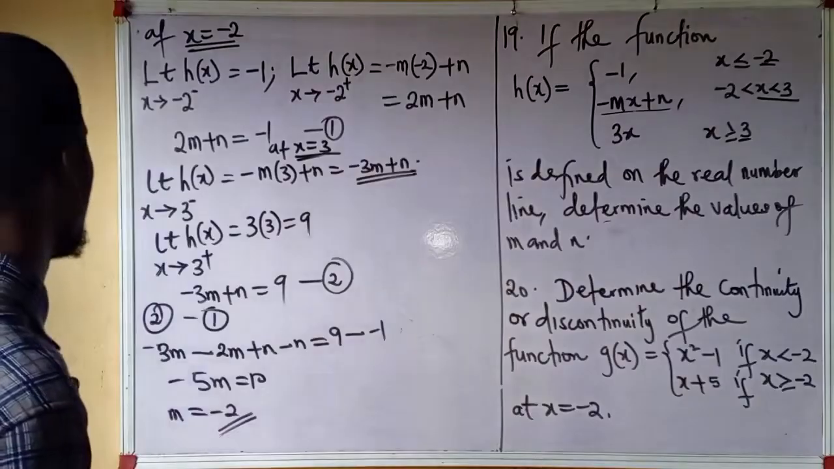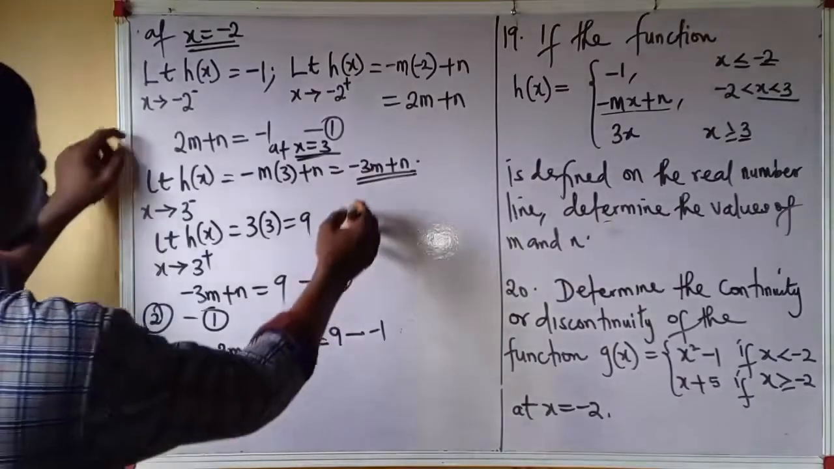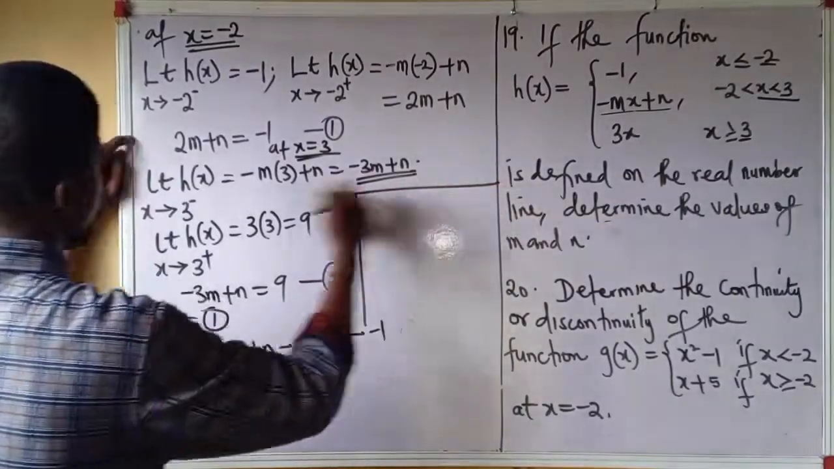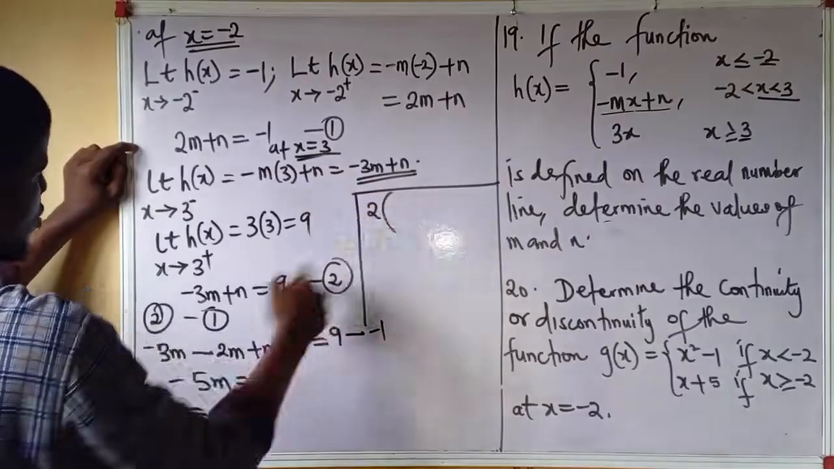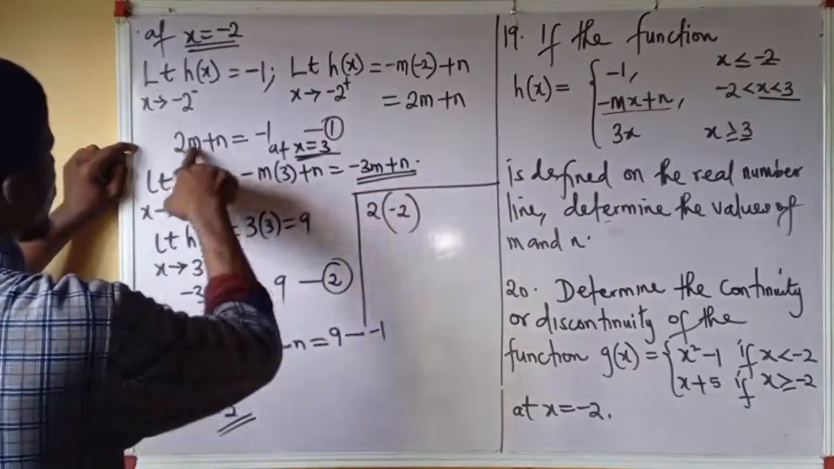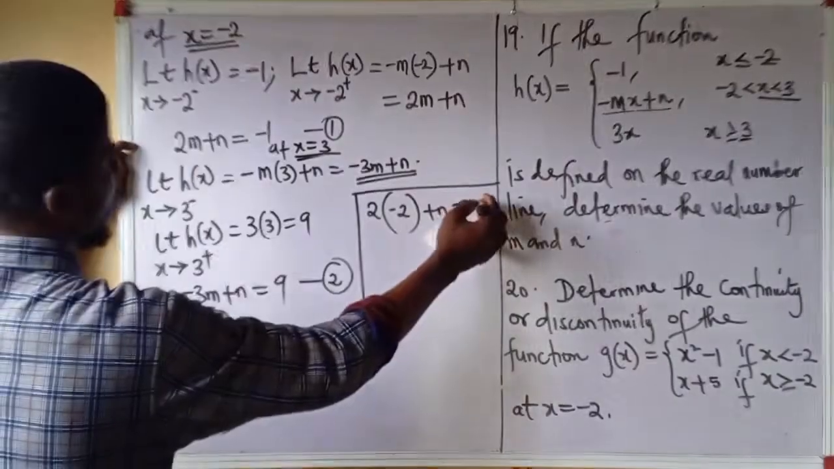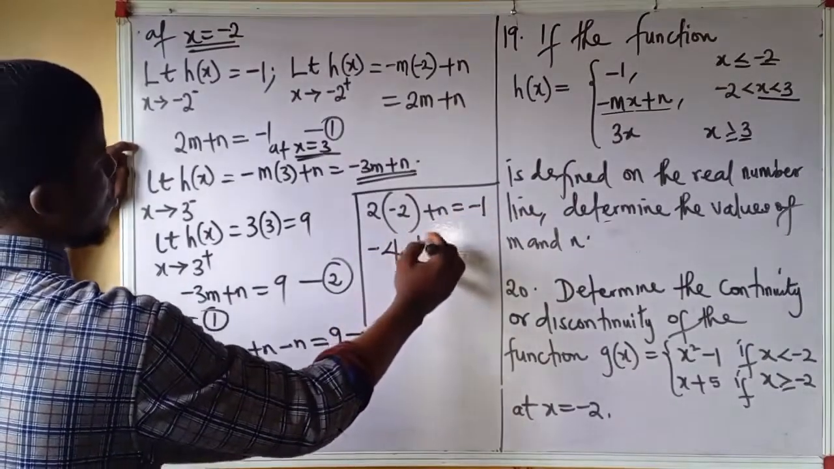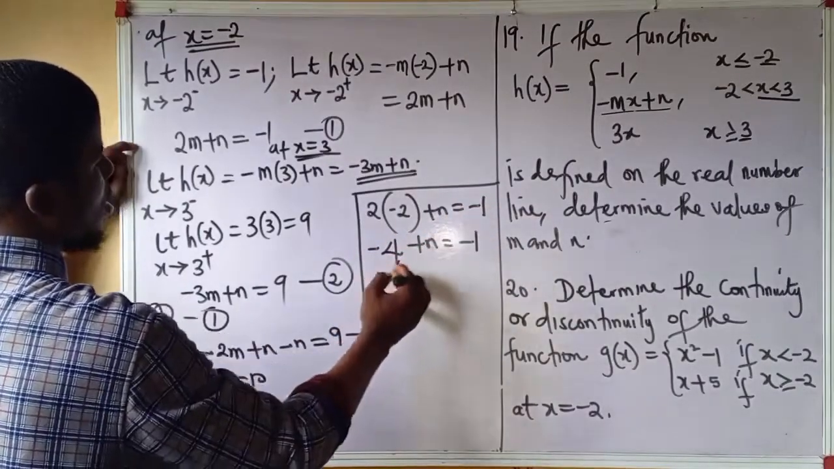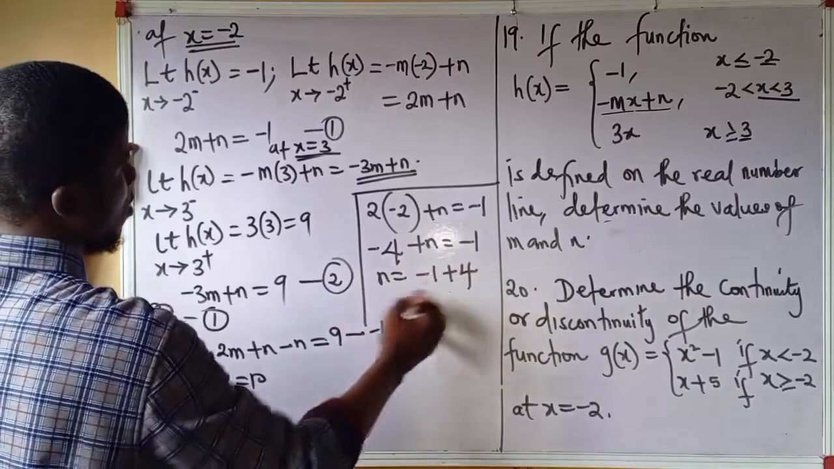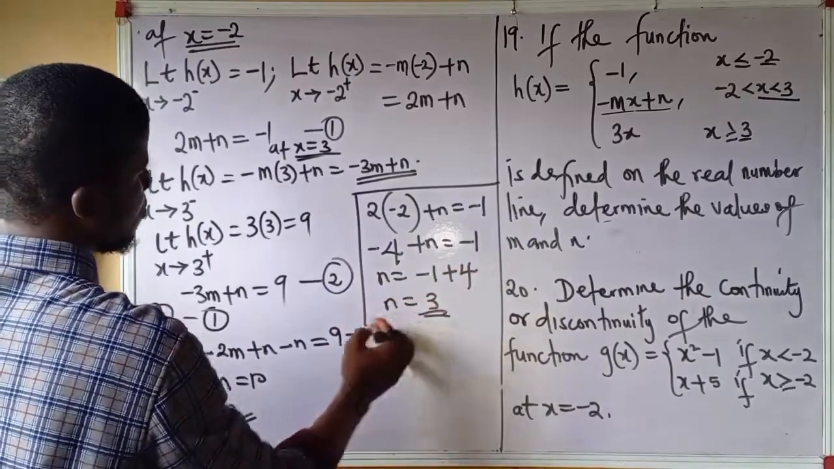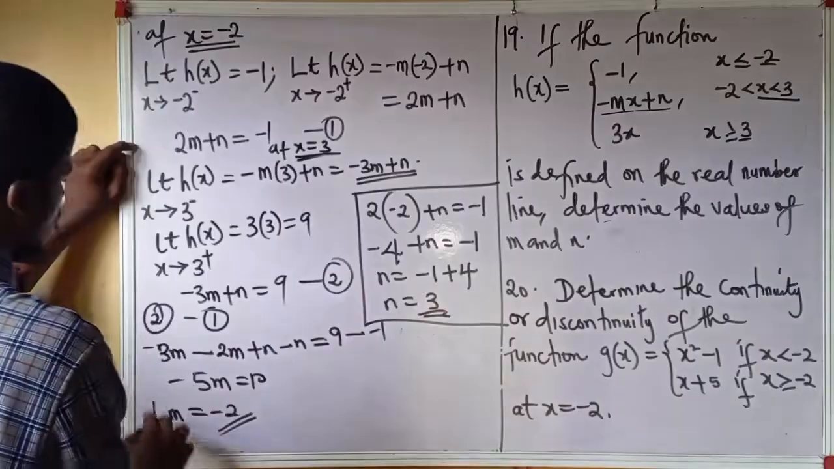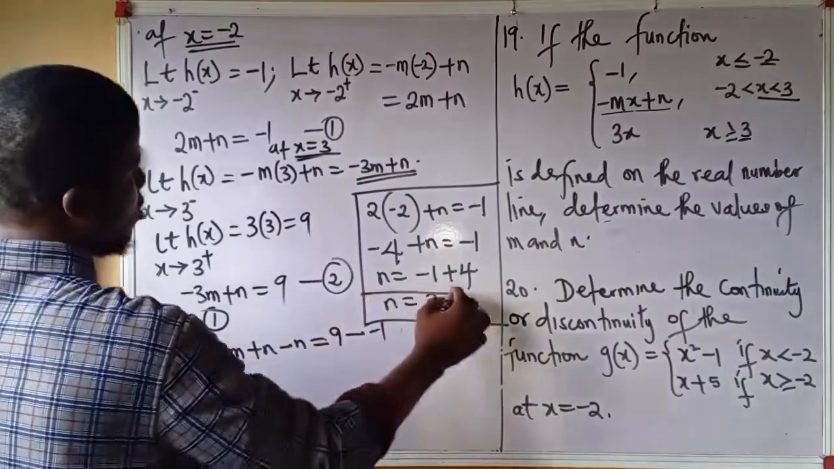Alright, so m is minus 2. What is n? If I substitute minus 2 for m into any of the equations, this will be 2 into minus 2 plus n equal to minus 1. So minus 4 plus n equal to minus 1. n is equal to minus 1 plus 4. n equal to 3. So m is equal to 2 and n is equal to 3.